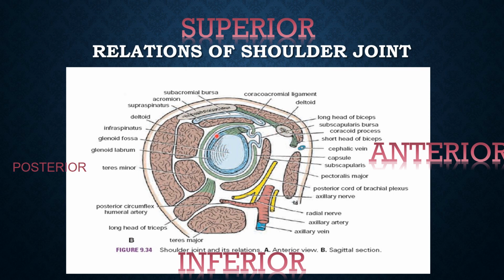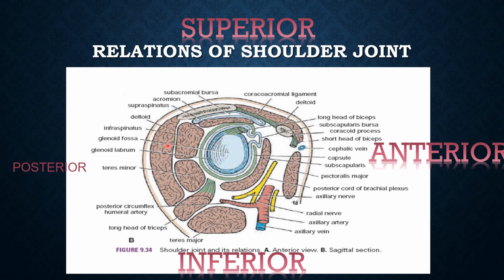So superiorly there lies the supraspinatus tendon, subacromial bursa, and deltoid. This is deltoid, right? And then anteriorly we have the subscapularis muscle. This is the subscapularis muscle, right? Some portion of deltoid also lies anteriorly. We have the long head of biceps, which passes through the intertubercular sulcus, that is also lying anteriorly, right? Then we have the short head of biceps brachii.